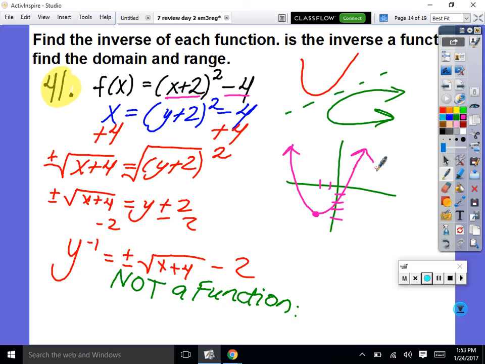So what's our domain of the original? Left and right, it's all real numbers. So then what's the range on our inverse? Good. Now let's do the range on our original. The lowest y value is negative 4, and it's growing to infinity. So our range is negative 4 to infinity. So then our domain of our inverse is negative 4 to infinity, guys. Do we know what we're doing?